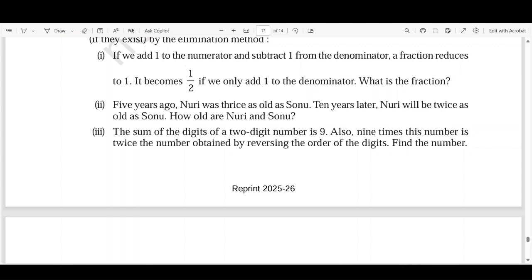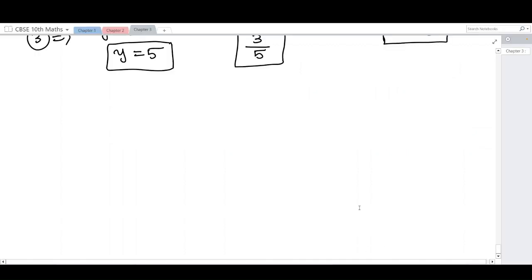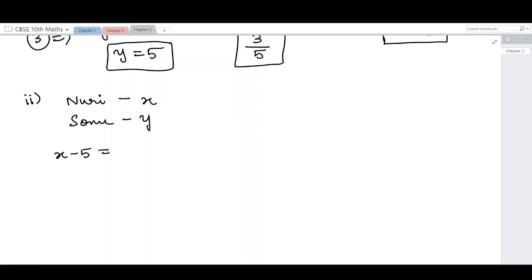So let us take the current ages of them to be x and y. So the current age of Nuri to be x and Sonu to be y years. We have to form the equations from the given conditions. So 5 years ago, Nuri's age will be x minus 5 and Sonu's will be y minus 5. So what they have given is, 5 years ago, Nuri was thrice as old as Sonu. So x minus 5 equal to 3 times of y minus 5. Okay. So this is the first equation. And the second condition is, 10 years later, Nuri will be twice as old as Sonu. So 10 years later, x plus 10 equal to 2 times of y plus 10. So this is the second condition.